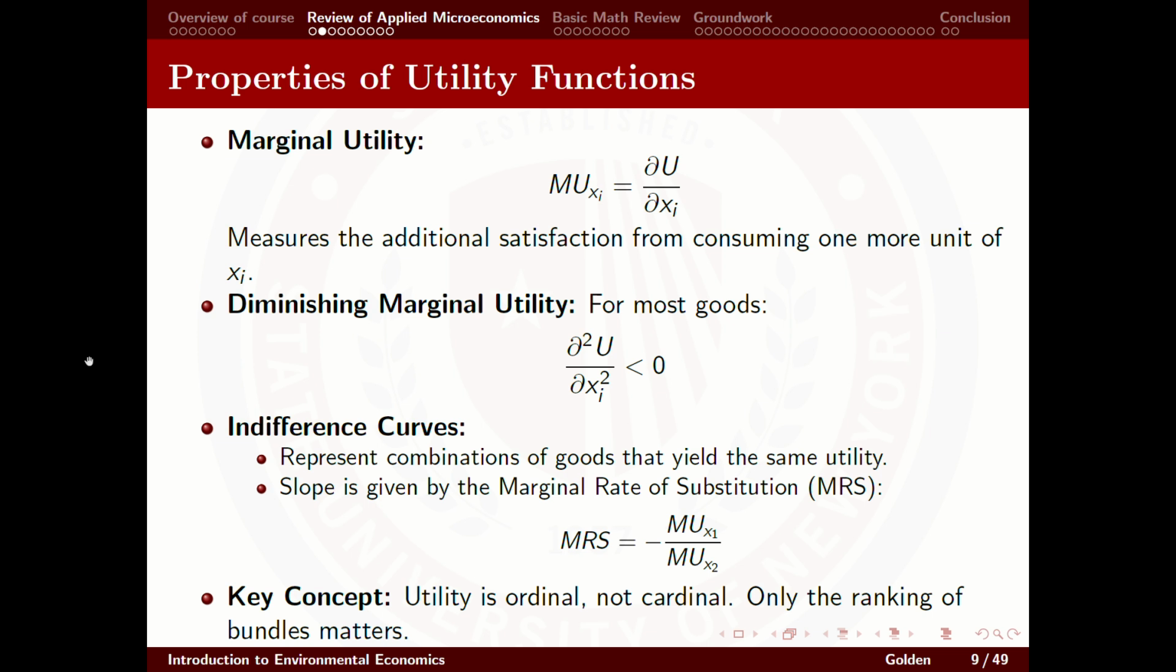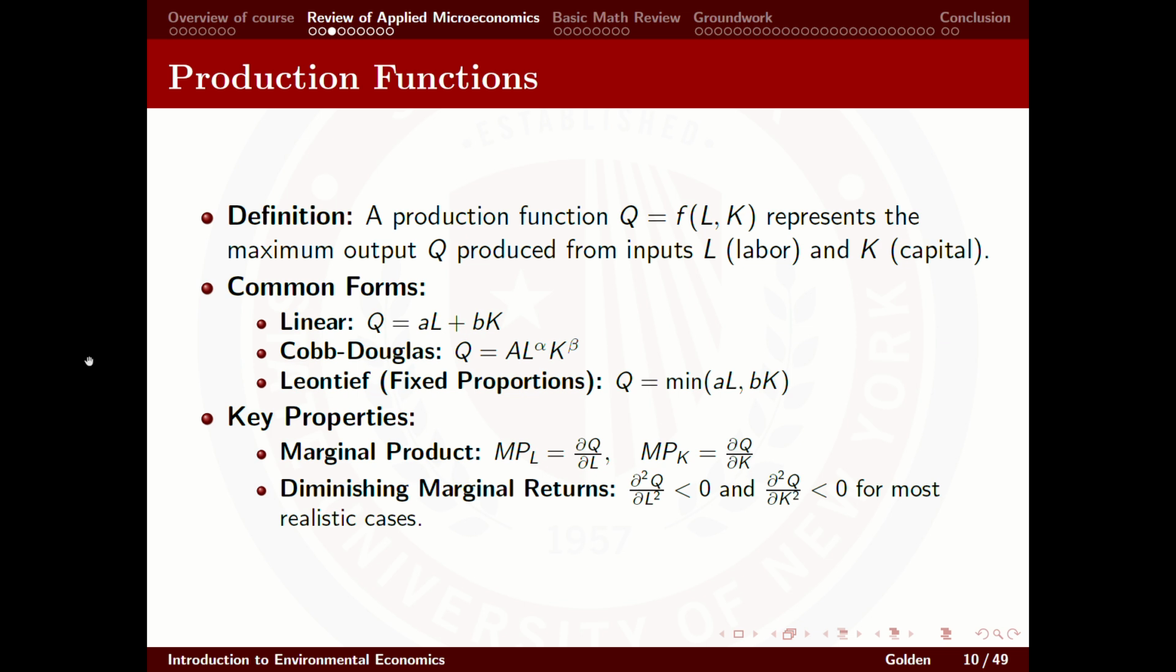Indifference curves represent combinations of goods that yield the same utility. The slope is given by the marginal rate of substitution. The marginal rate of substitution basically tells you what the trade-off between two goods is, how much of one good you would give up for another, and that defines an indifference curve.